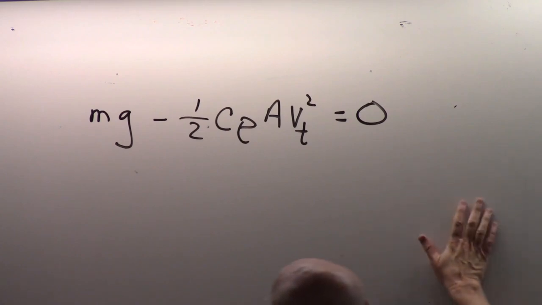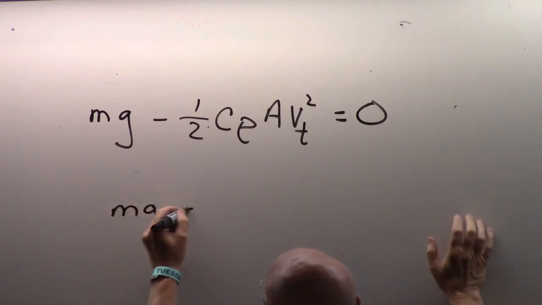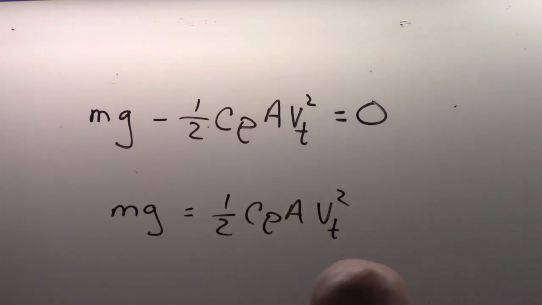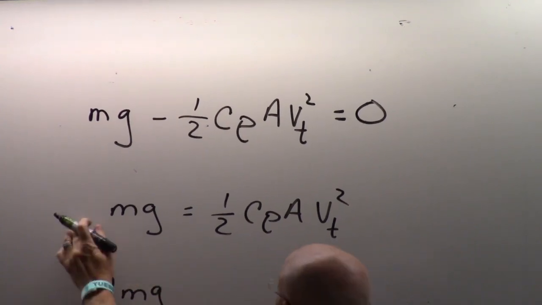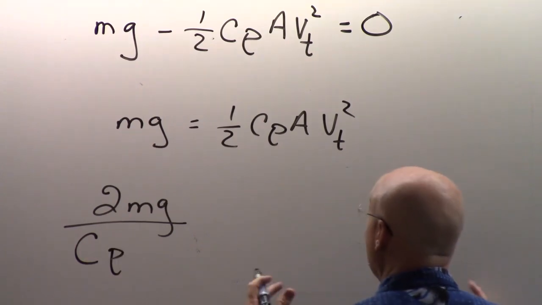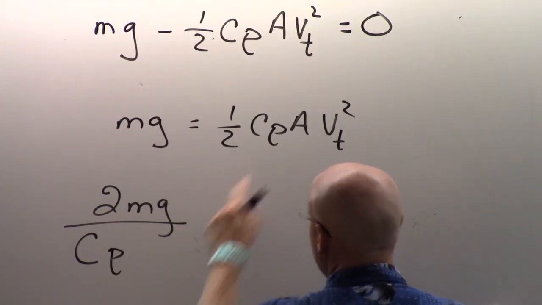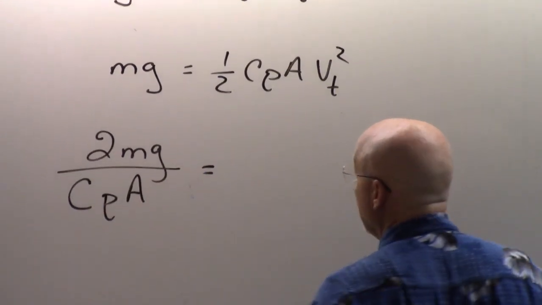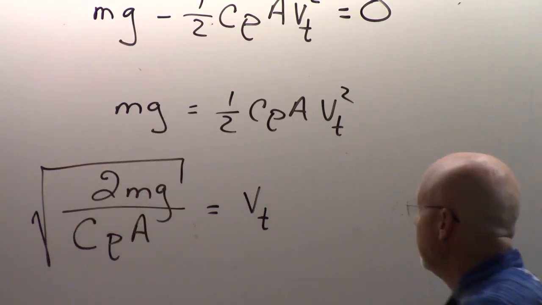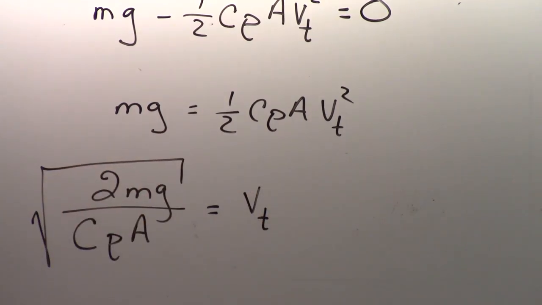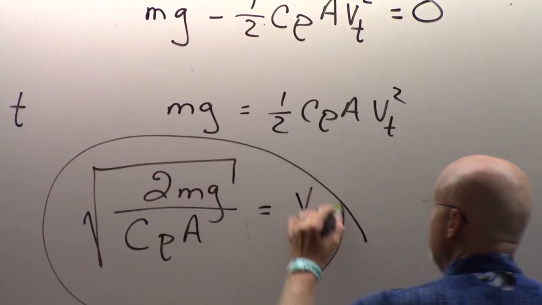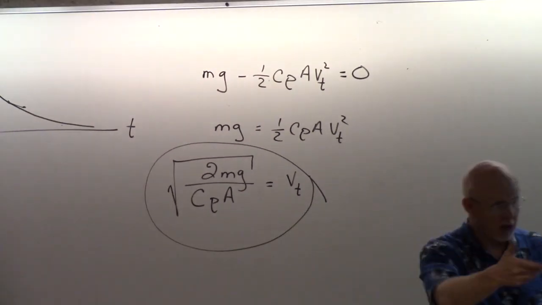Now, if I rearrange this, I could leave the mg over here and put the 1/2 c rho A v_t squared. I can then move the 2 over to here. I could also move the drag coefficient over to here. I can move the rho. I can move the area. And then finally, I will take the square root. If it's okay, that's quite a bit of math there. Move it to one side, divide, and then square root. And so here would be the mathematical way of what I was trying to say conceptually.